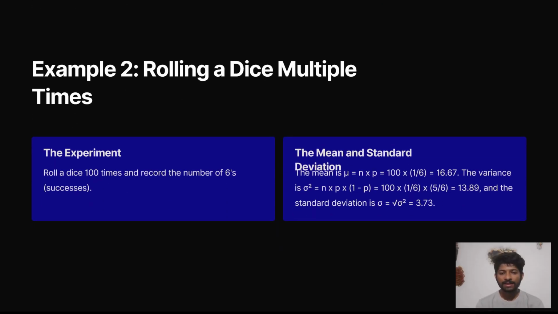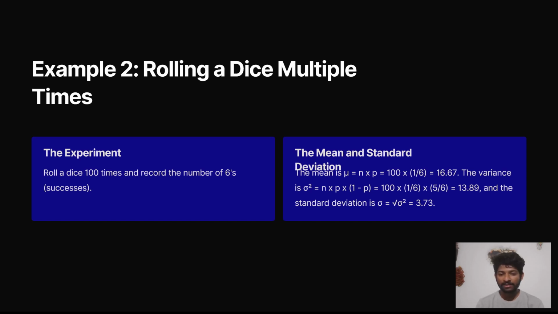So here is the second example. Rolling a dice multiple times. The experiment is to roll a dice 100 times and record the number of sixes as successes. We find the mean and standard deviation. The mean mu is equal to n into p. As we know, the dice is rolled 100 times and the probability of getting a 6 is 1 by 6. So after calculating, we get the mean as 16.67.